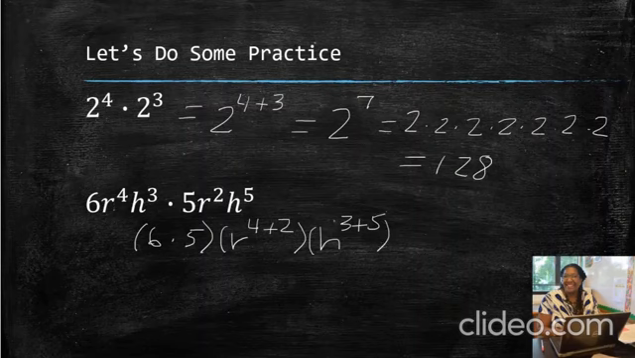Notice how I put together the ones that had the same base. And the coefficients also go together. So 6 times 5 gives us 30. r to the 4 plus 2 is r to the 6. And h to the 3 plus 5 is h to the 8. This is our answer here. Hopefully you got those correct also.